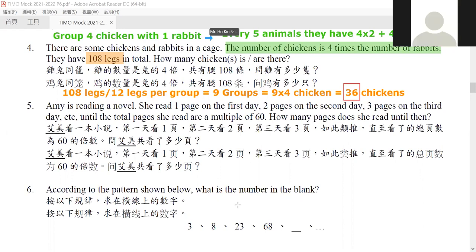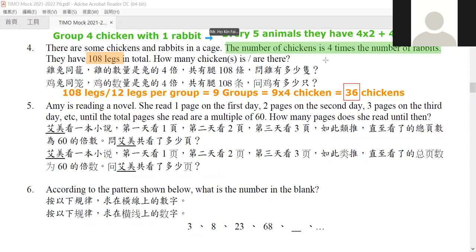So we group them. If we group the animals in different groups, because we know that for every rabbit they will have 4 chickens. So we group a rabbit and 4 chickens together. So we know that for all these animals, they will be having integral numbers of groups, and hence we can find out how many groups are there, and then we use the groups to deduce how many chickens are there. Okay, so this is question number 4.